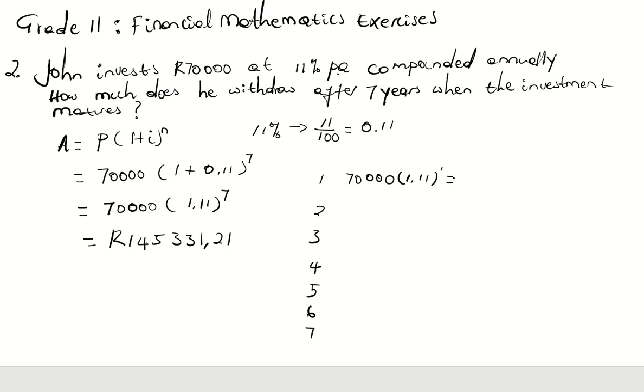If compounded over a year, that will be 1.11 multiplied by 70,000. That gives us 77,700. Now this goes into the second year. So that amount, 77,700, is what will be earning interest for John in the second year, okay?